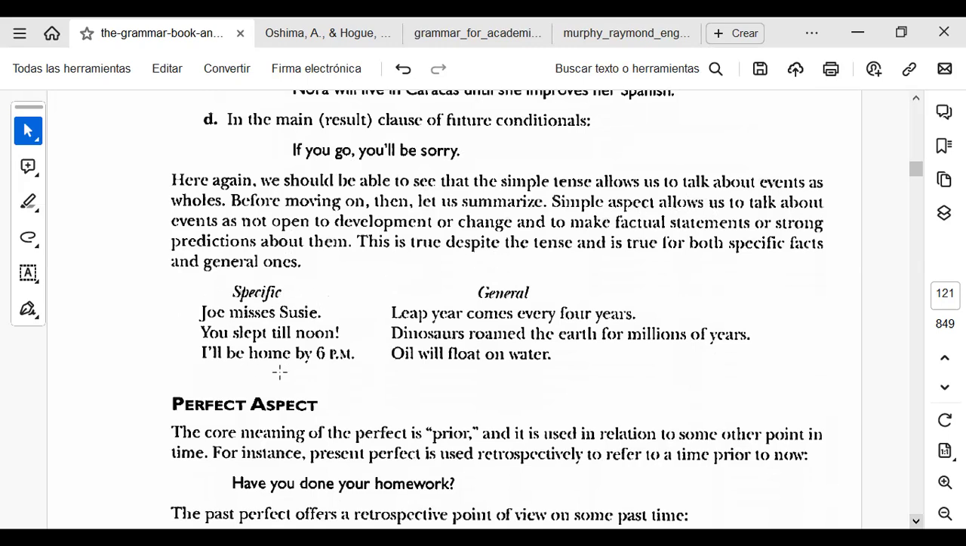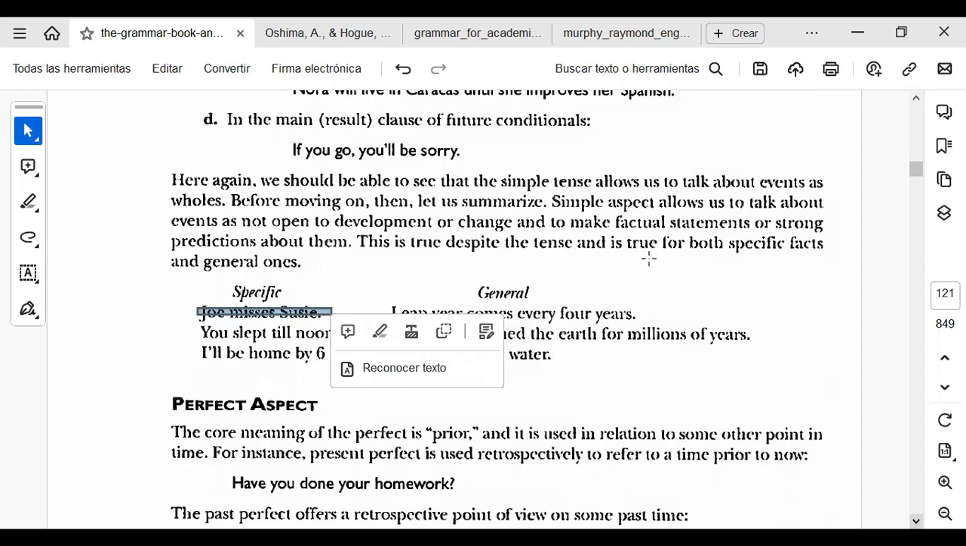For example, a specific: John misses Susie. General: a leap year comes every 4 years. You slept till noon. Dinosaurs roamed the earth for millions of years. I will be home by 6 p.m. All ice will float on water. For example, the first one, Joe misses Susie.